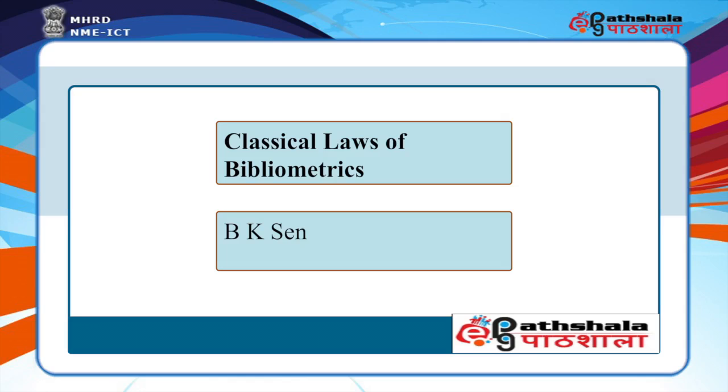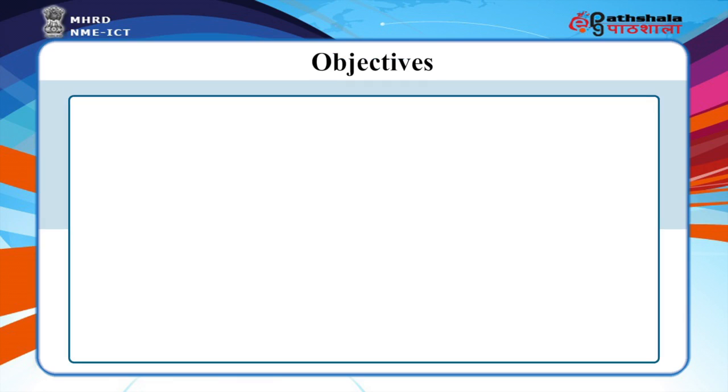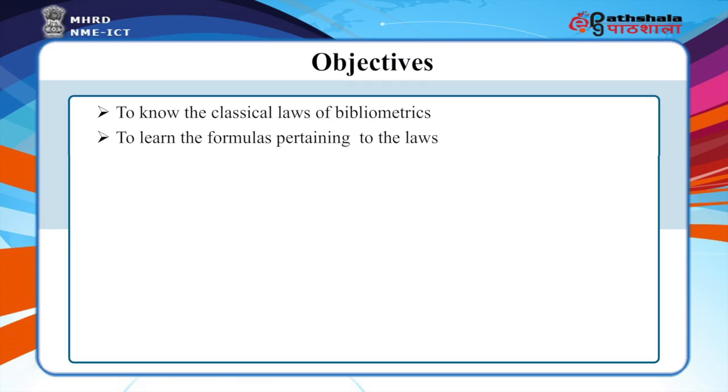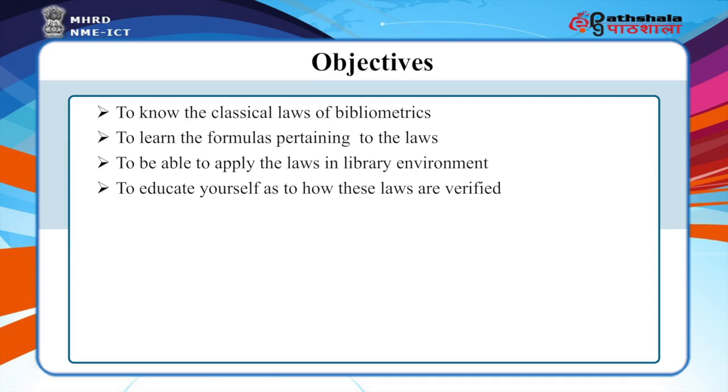This module is on classical laws of bibliometrics. After going through this module, you will know the classical laws of bibliometrics, learn the formulae pertaining to the laws, be able to apply the laws in a library environment, and educate yourself as to how these laws are verified.